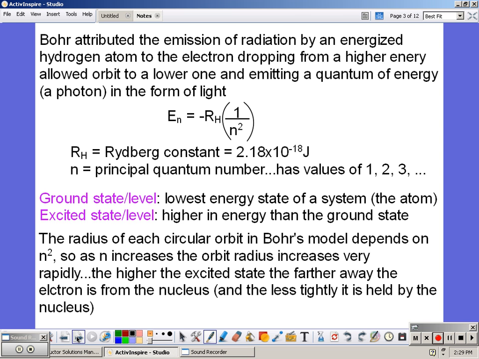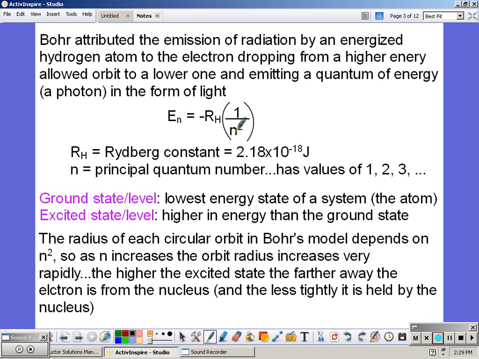So he came up with a mathematical equation here. The energy of the orbit, where n is your principal quantum number, the energy level you're on, with values of 1, 2, 3, 4, and so on, equals negative R_H, which is the Rydberg constant, 2.18 times 10 to the negative 18 joules, times 1 over n squared. So again, there's your integer, your principal quantum number.